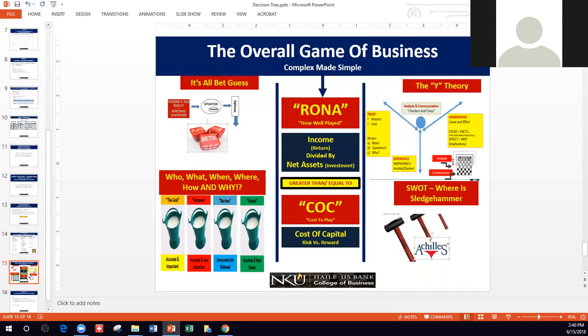Do a decision tree on it. It's a great process. It'll help you make decisions. It'll help you through the way business actually gets made. Best guess, because there are no right answers. Hope that helps.